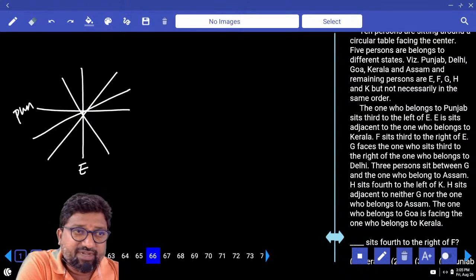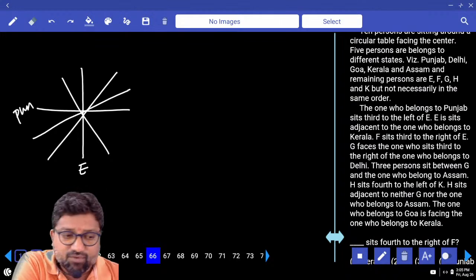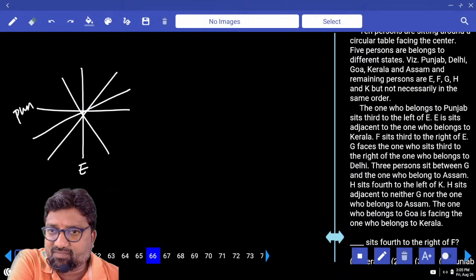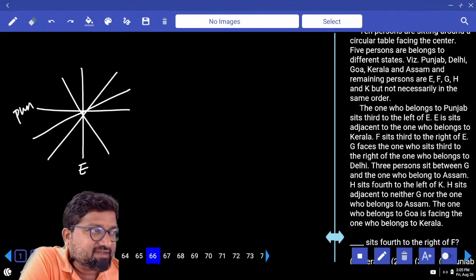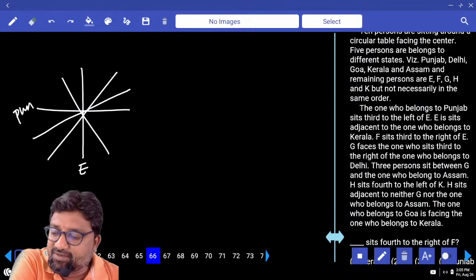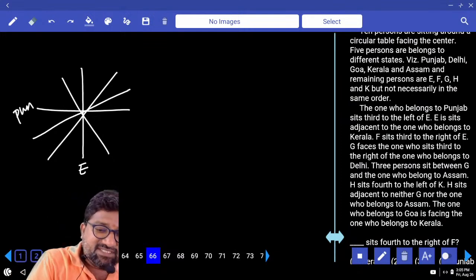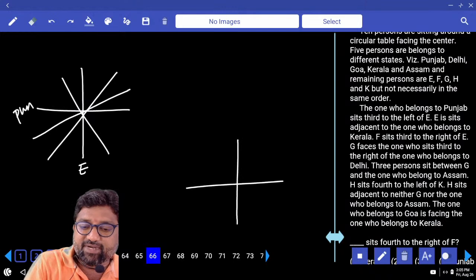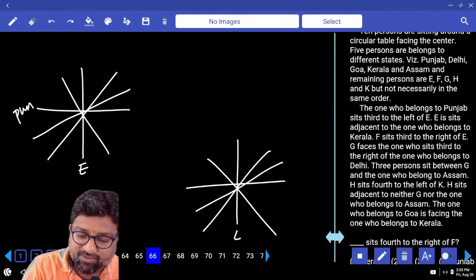2 possibilities. So whenever you have 2 possibilities about Kerala, please just give a glance at the question and tell me, do you find any clues on the one person who is from Kerala? Because Kerala is responsible for splitting the question into 2 cases. Do you have any clues on Kerala? Yes. Last line, what is the last line? The one who belongs to Goa is facing the one who belongs to Kerala. So since there are 2 possibilities depending upon the one who belongs to Kerala, what I'll try to do is I'll split the question into 2 cases.